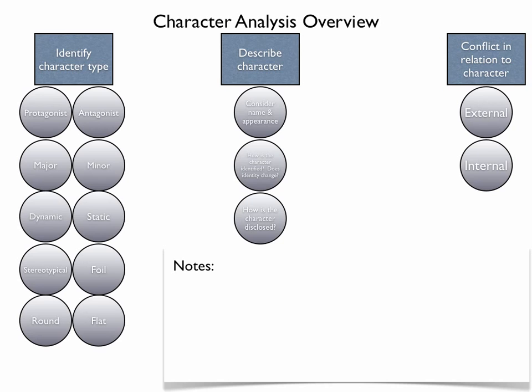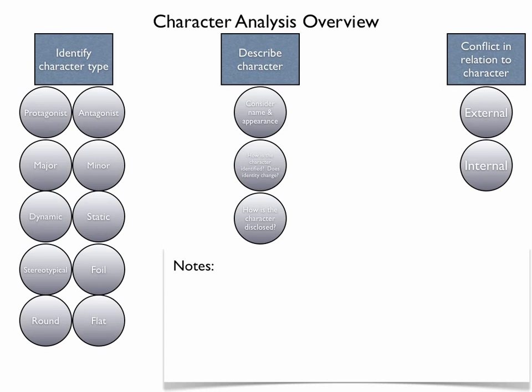So far, we have reviewed how to identify the character and how to describe the character. So let's move on to looking at the character in relation to the conflict of the story. There are two forms of conflict, external and internal. An external conflict consists of self versus other, such as the protagonist versus the antagonist.